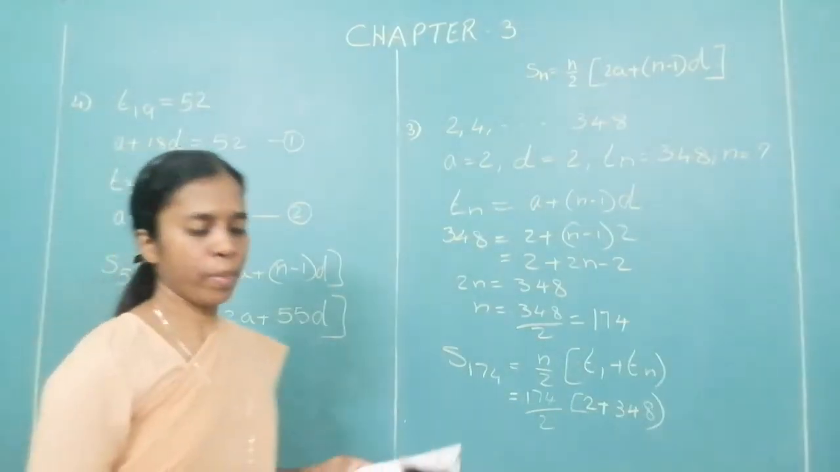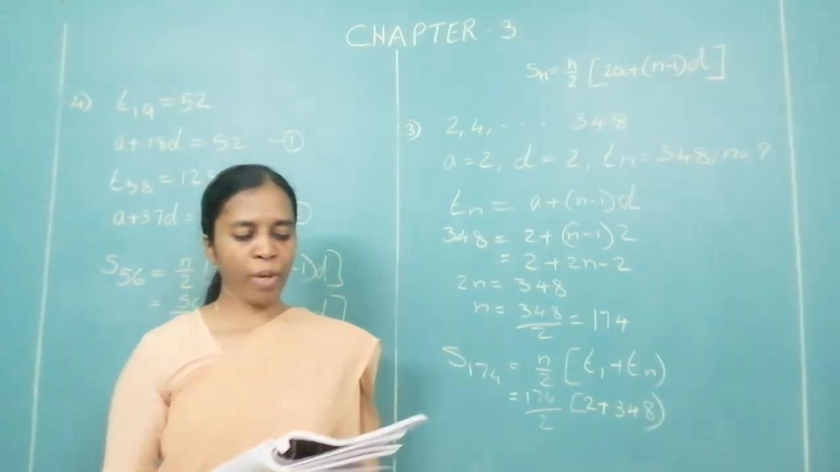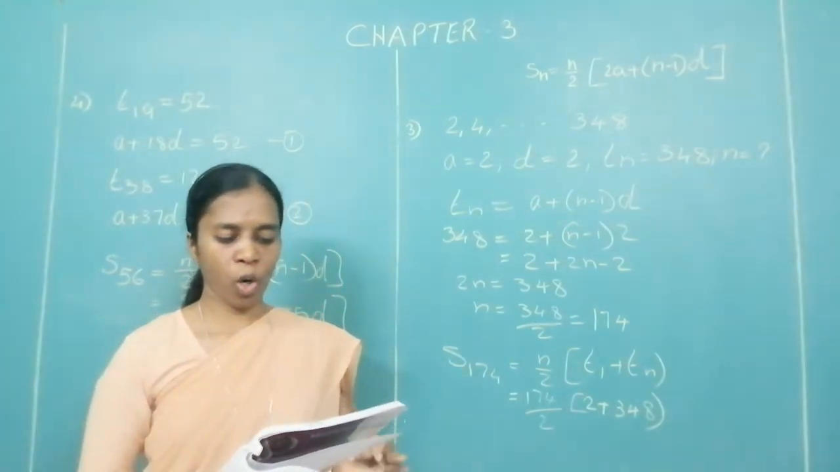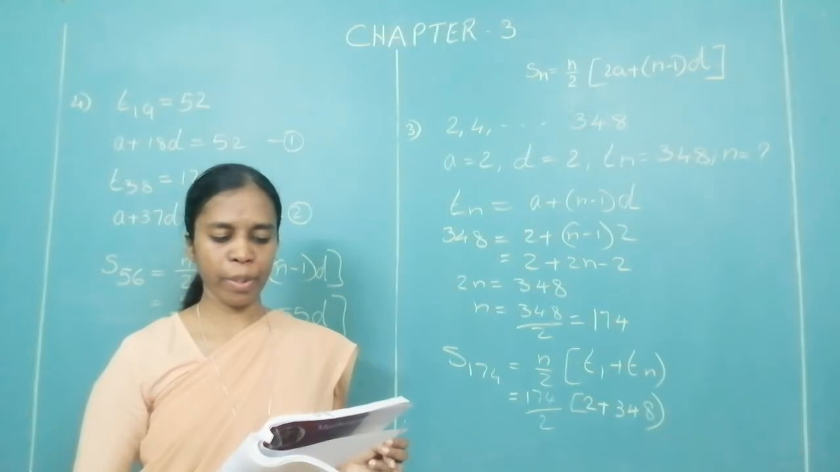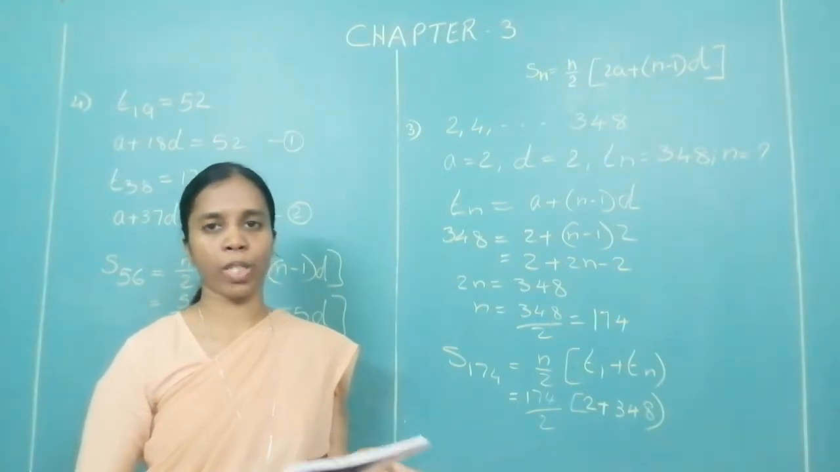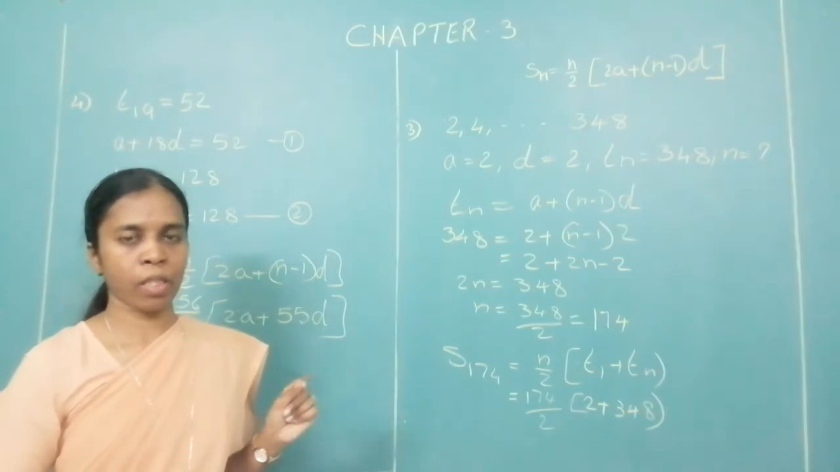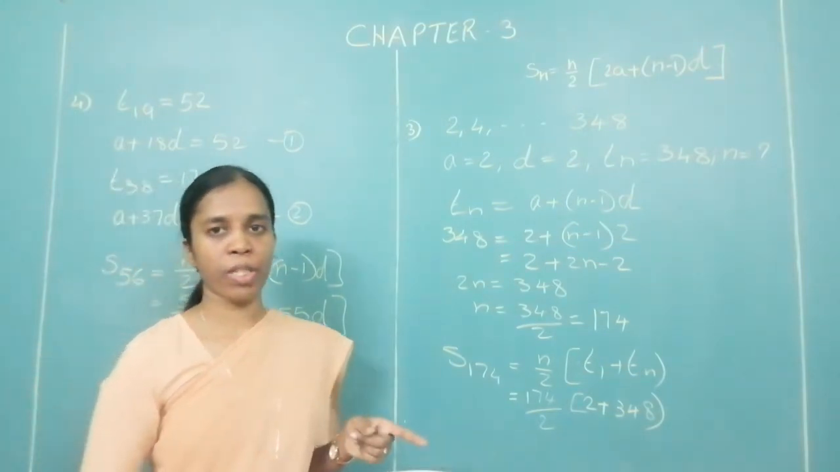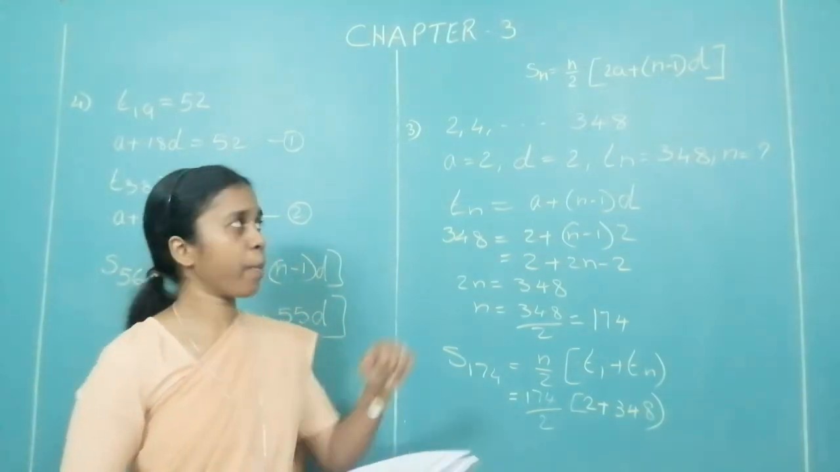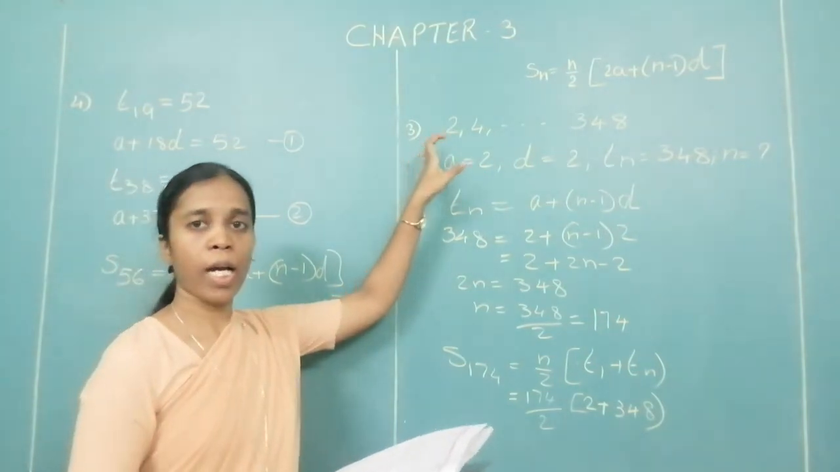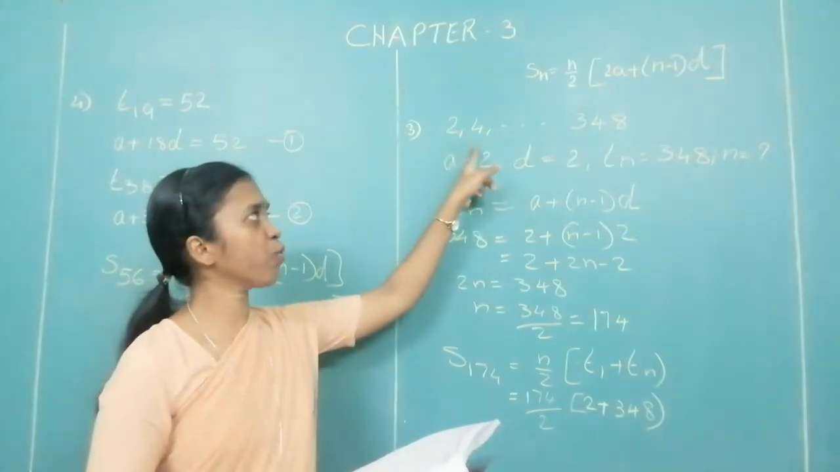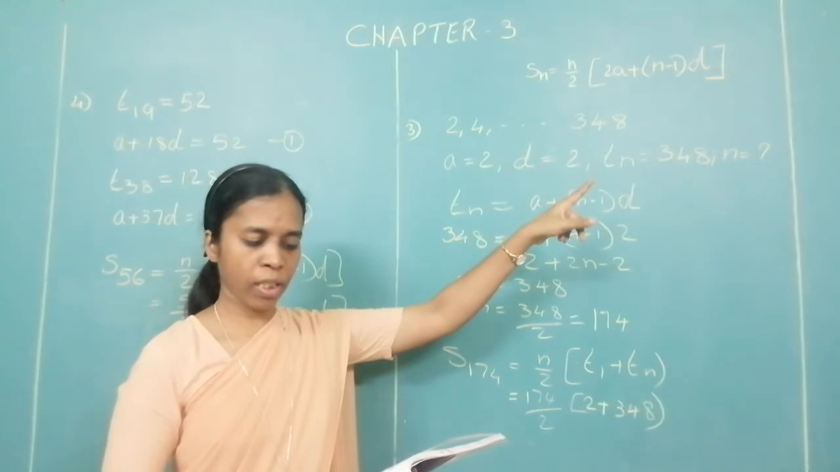Let us see question number 3. Find the sum of all even numbers from 1 to 350. All the even numbers from 1. So which is the first even number? 2. So what will your AP be? First you have to write. Our AP is 2, 4 goes on till 350.